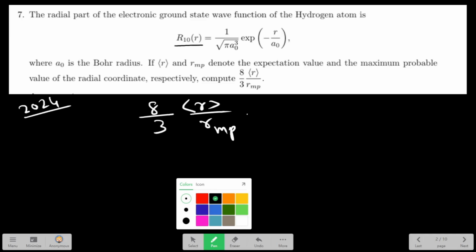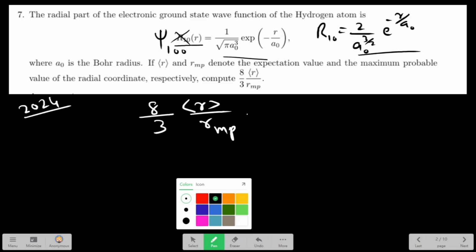radial part of the ground state wave function of the hydrogen atom, but this is an error. This is not the radial part, this is the total wave function. This is psi 100 because R10 is equal to (2 by A0) raised to 3 by 2 times e raised to minus R by A0. The radial part of the wave function is actually this, and the angular part is Y00.